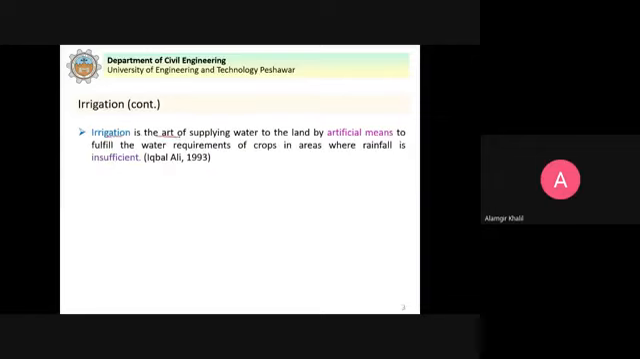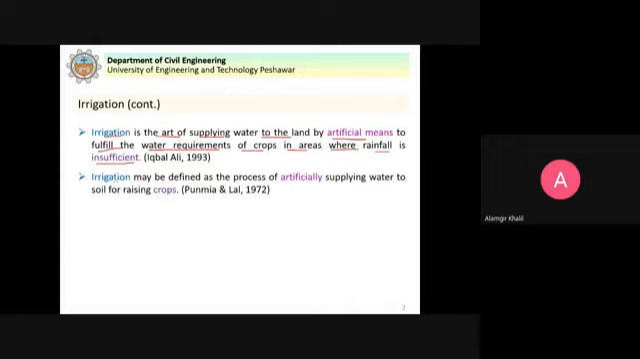Irrigation is the art of supplying water to the land by artificial means to fulfill the water requirements of crops in areas where rainfall is insufficient. So where rainfall is not sufficient to fully meet the crop water requirements, we have to artificially supply water to the land to fulfill the water requirements of crops. Another definition is irrigation may be defined as the process of artificially supplying water to soil for raising crops.